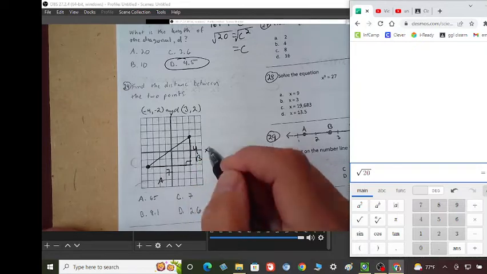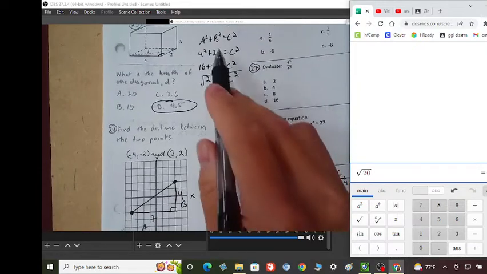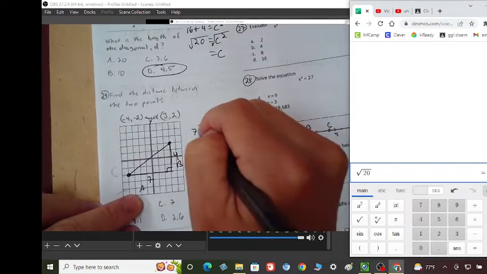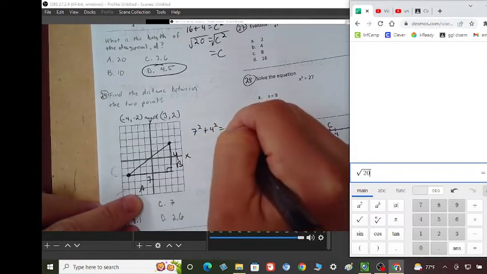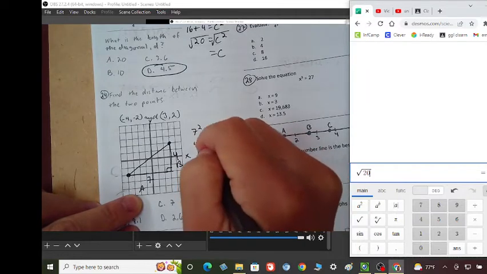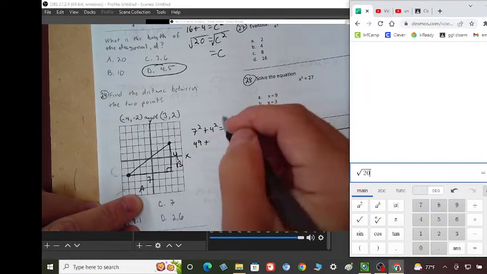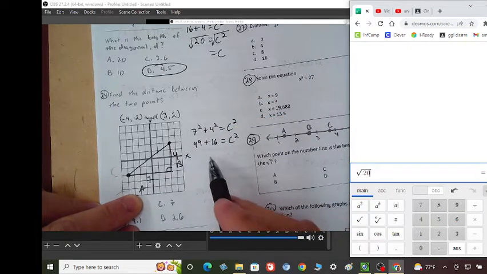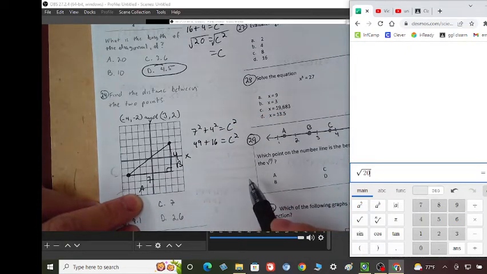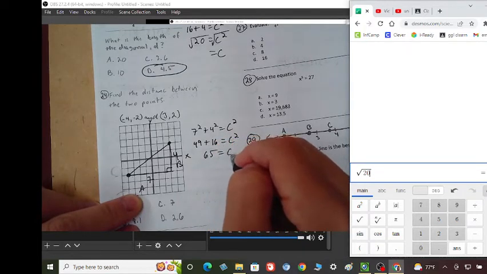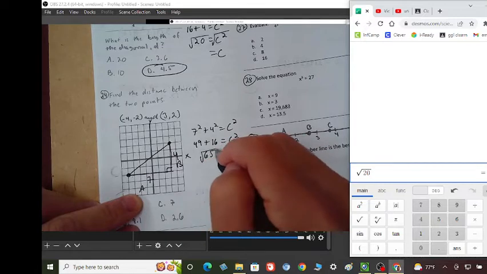Okay, so I'm going to use Pythagorean theorem again, right? A squared plus B squared equals C squared. Okay, so I have 7 squared plus 4 squared equals C squared. 7 squared, 7 times 7 is 49. 4 squared, 4 times 4 is 16. Now I have 49 plus 16, which is 65, equals C squared. And I'm going to take the square root. Square root of 65.